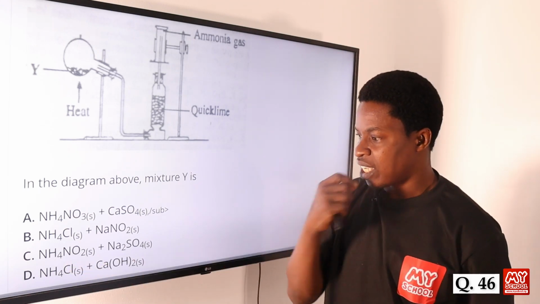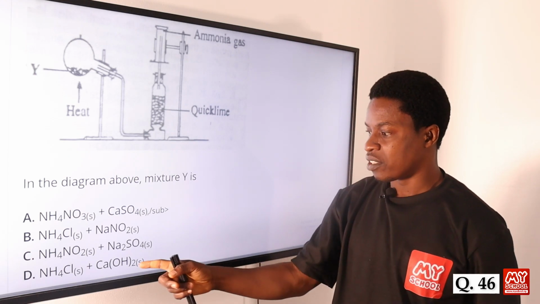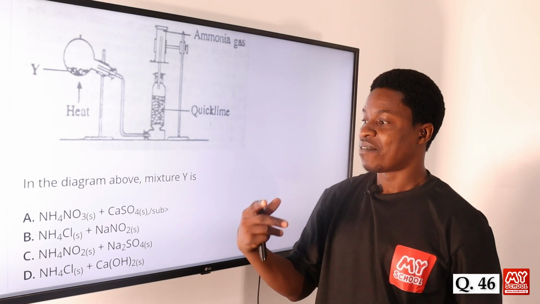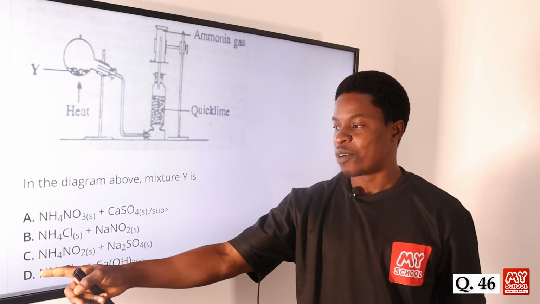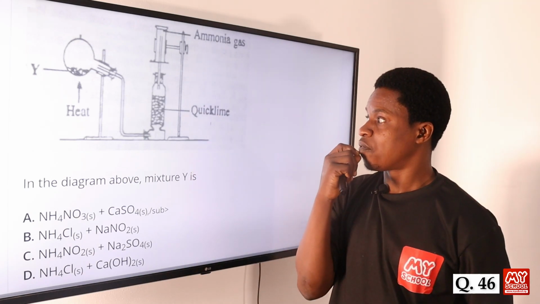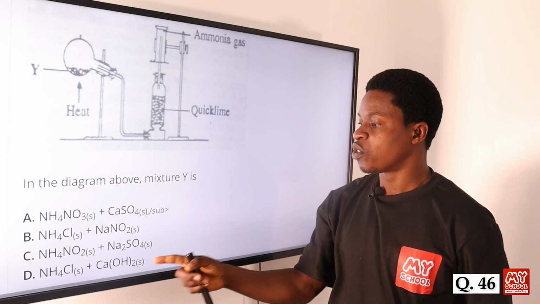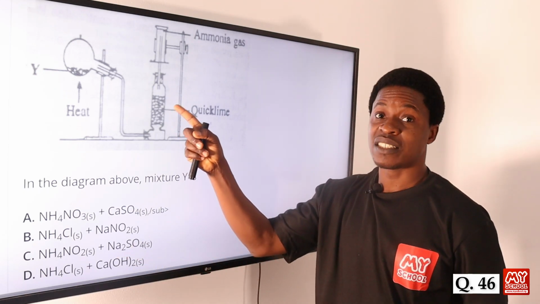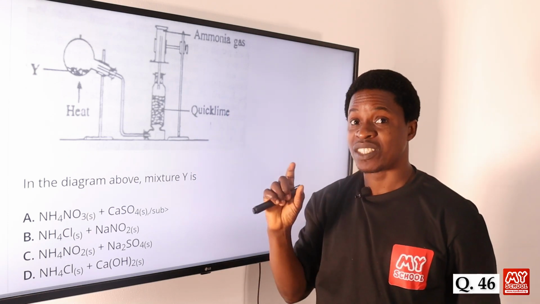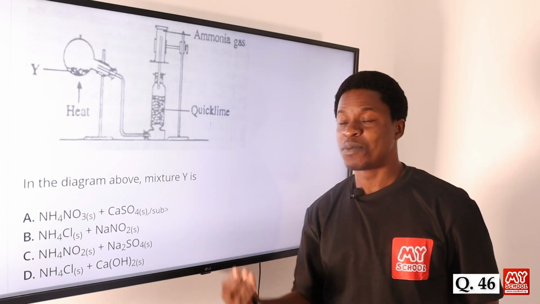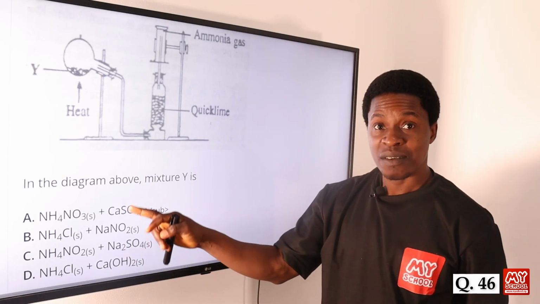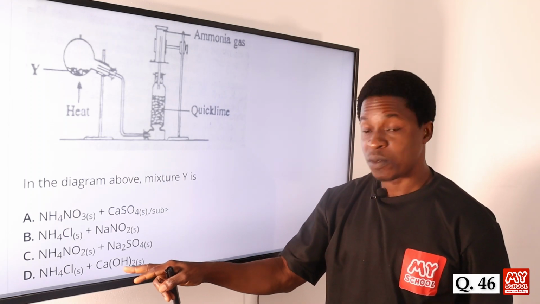Look at this option. This says ammonium chloride plus calcium hydroxide. Calcium hydroxide, don't forget, is your lime water. If lime water reacts with ammonium chloride, we can have ammonia gas formed. And then there's not going to be any problem, because we have water being generated in this product. Because we have quicklime, you must understand what the function of quicklime is: to act as a drying agent. So we have water molecules. Out of all of these, the possibility of having it is in this one.